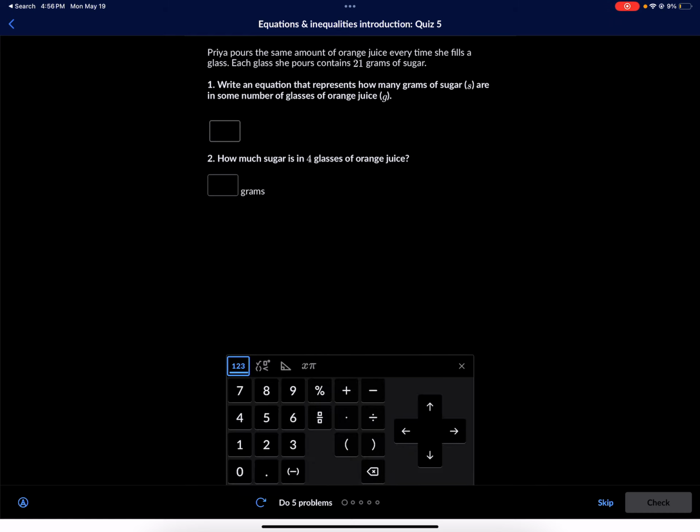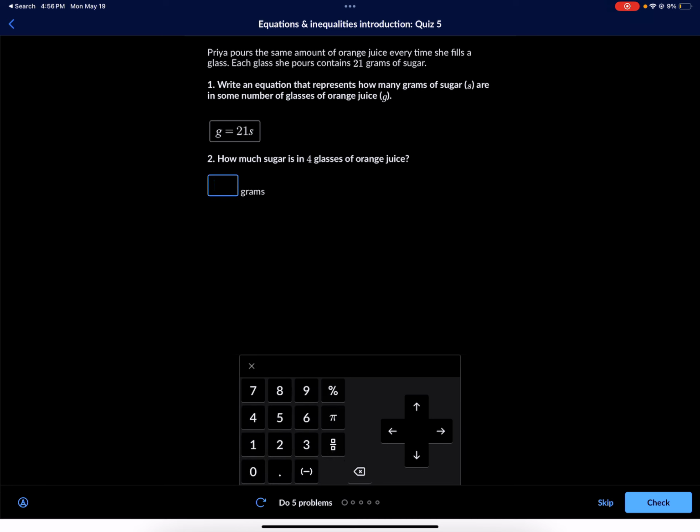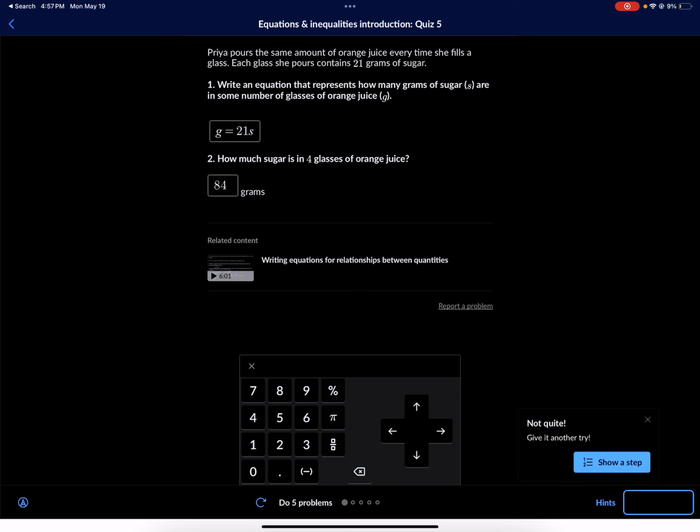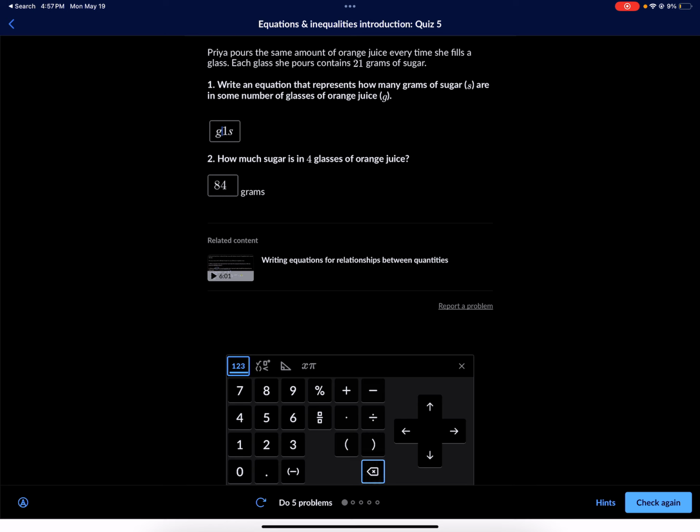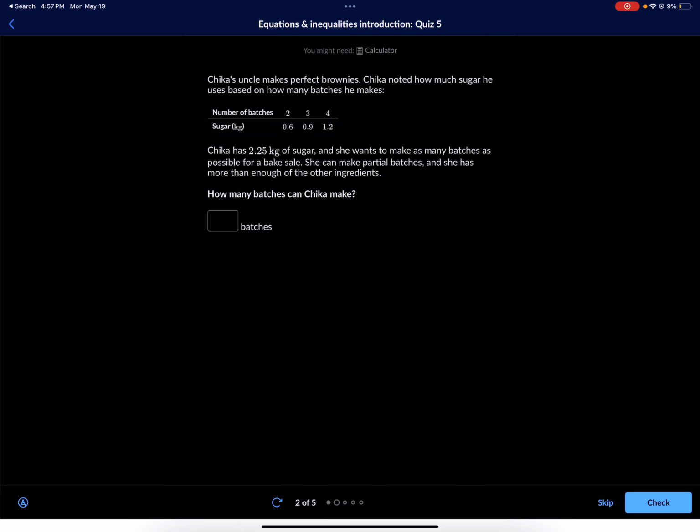Okay, so we want grams and sugar. So let's do S is... Let's do G is equal to 21S. And then for 4 glasses, it would be 84. Maybe it's the other way around. 21G. Okay, if you got that right, good job. You did better than me.